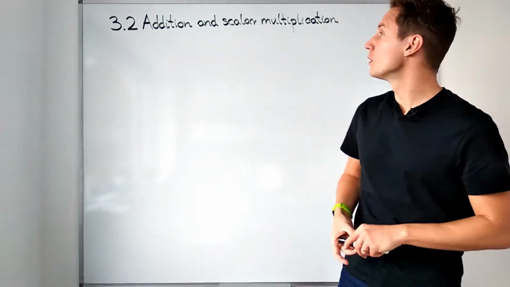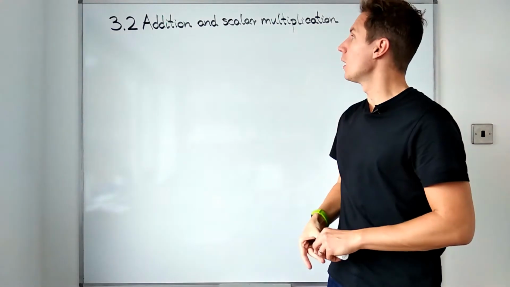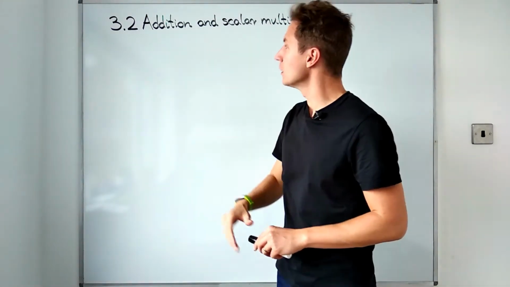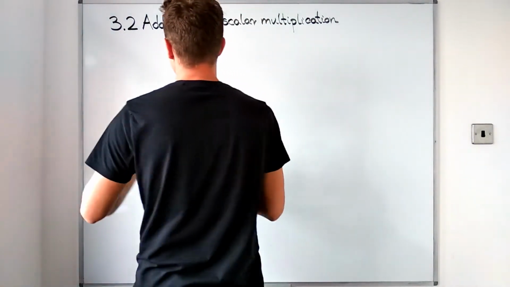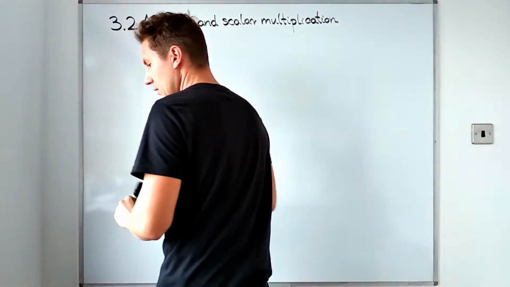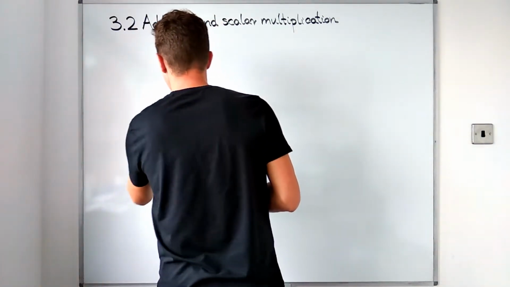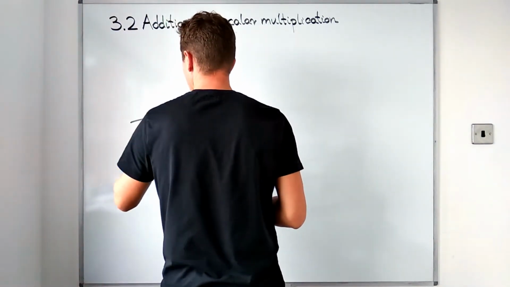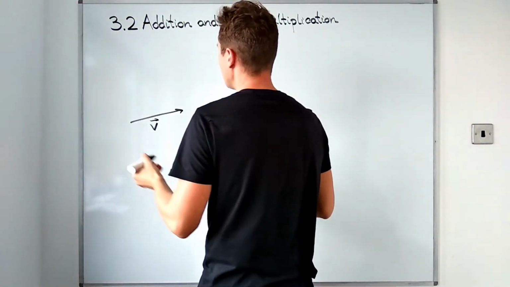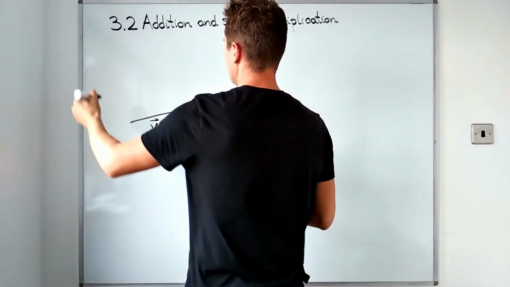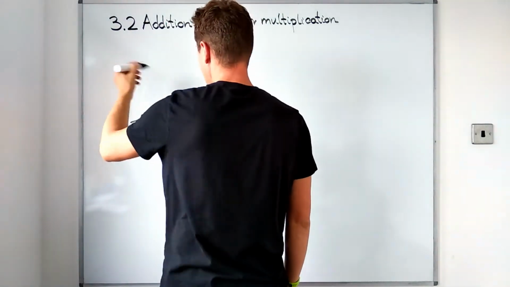In this video, we'll be looking at addition and scalar multiplication for vectors. Let me start by reminding you how we add two vectors. To add two vectors, we have to take these vectors, let's call them v and w. Let's say the other vector w is somewhere in the plane or in space.